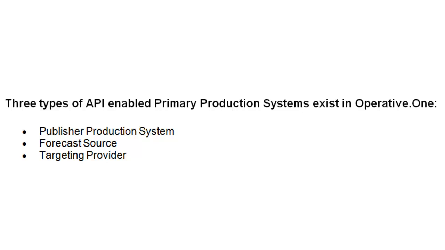A forecast source predicts when advertising can be delivered in the future. Typically, businesses use 1 to 2 forecast systems. For digital, many times the publisher production system will also serve as the forecast system, for example, DFP.